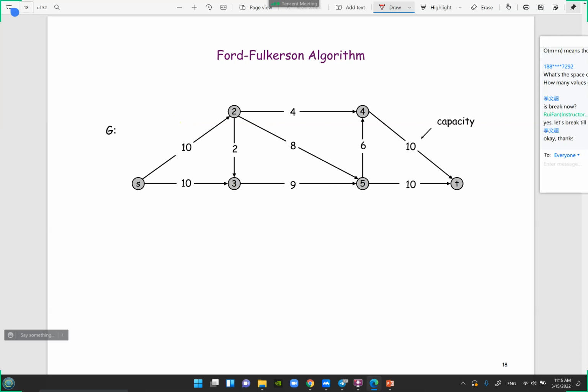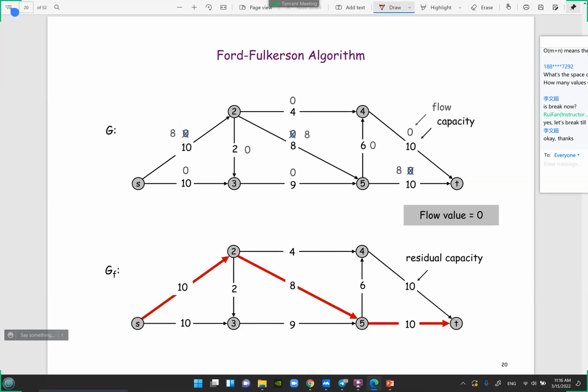To do that, you just need to find any path from S to T where all of the edges have positive residual capacity. For example, initially we have a flow of 0. These zeros denote the initial flow. In this graph, we just look for any path from S to T, for example, this red path.